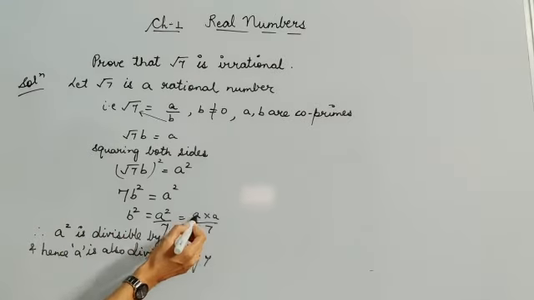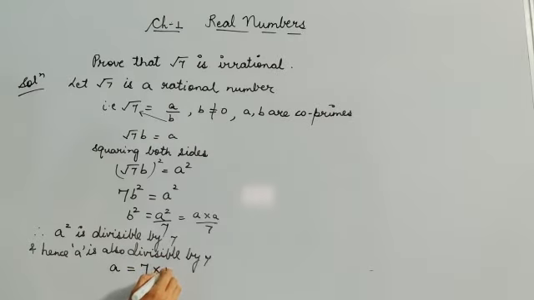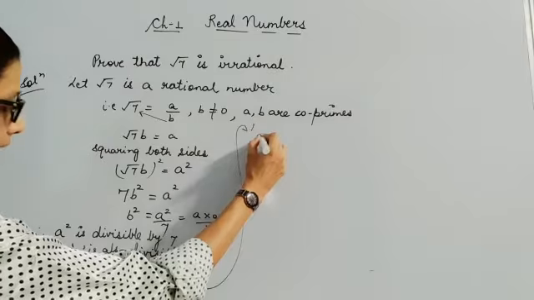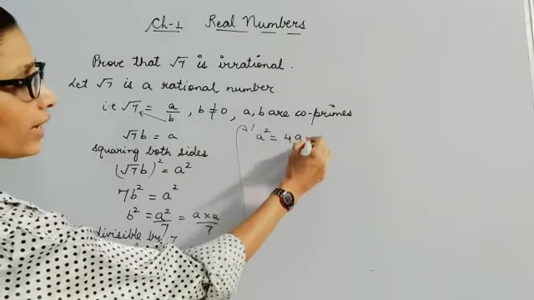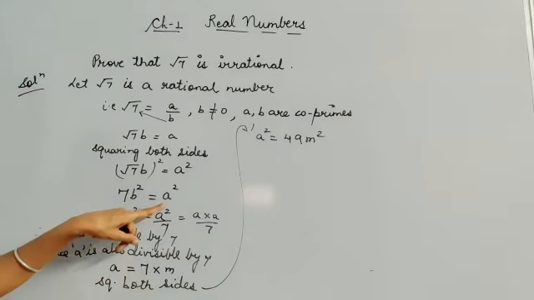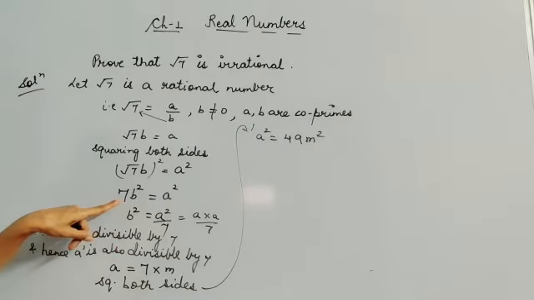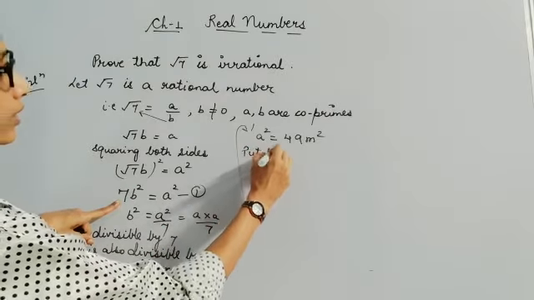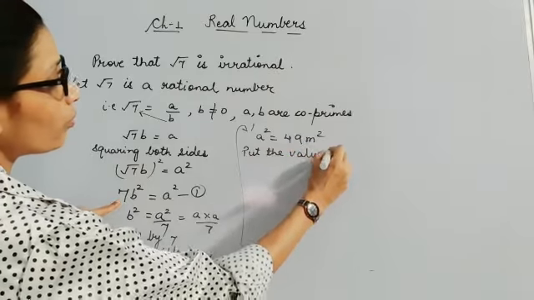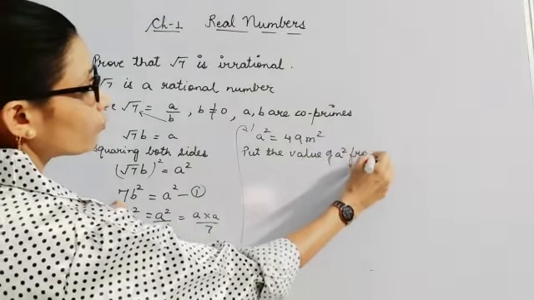Now children, if any number is divisible by 7, that means 7 is a factor. So I can write, if a is divisible by 7, then a is some multiple of 7. Let that multiple be m. Now again squaring both the sides, I will get a square equal to 49 m square. Now I can put the value of a square from here. It is 7 b square. So let this be equation 1. Put the value of a square from 1.